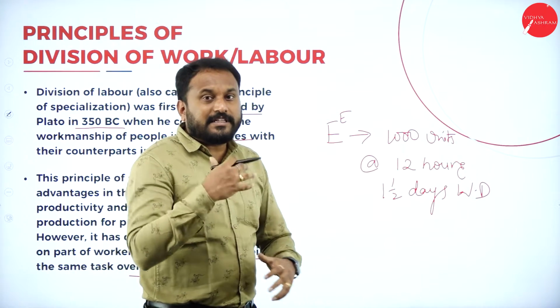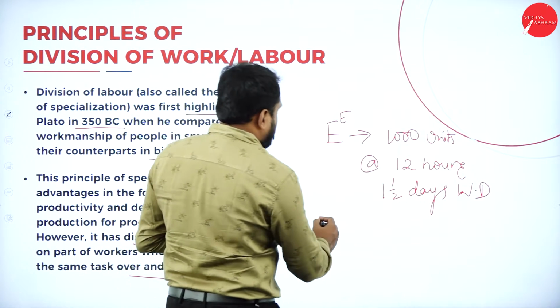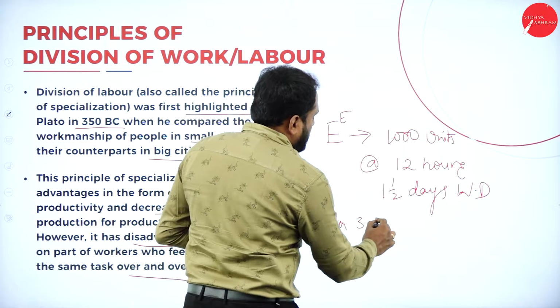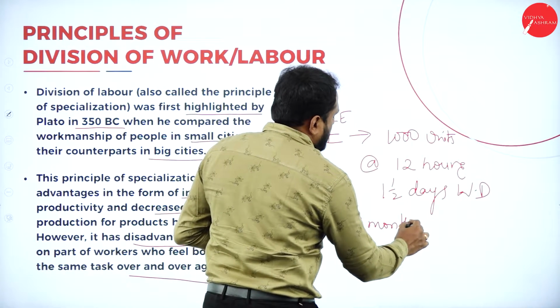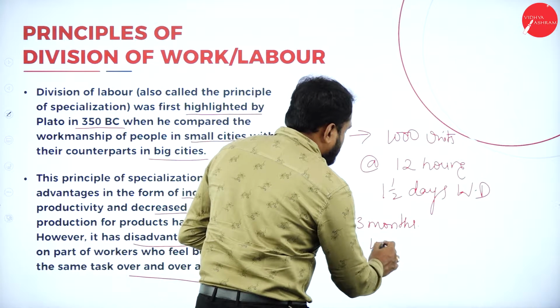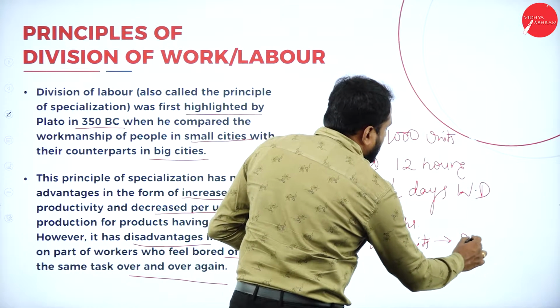Now, after doing the same work for about 3 months, what happens is after 3 months, he will actually make 1000 units within 8 hours.